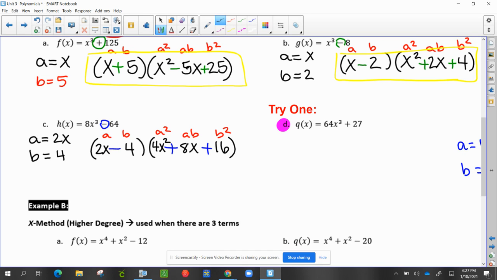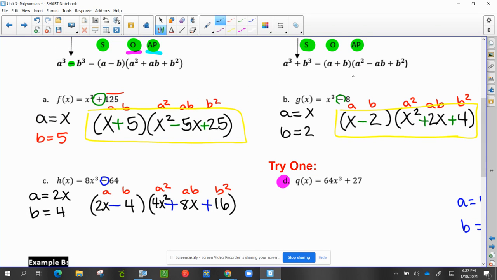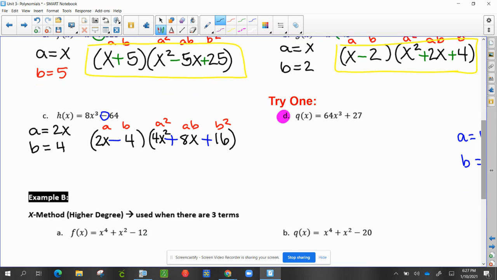Okay, so again, it's just putting the numbers in a pattern. So for D, you're going to do the same thing. Figure out what the A term is and the B term. So take the cube roots of each of those numbers. Go back to the top of the notes if you have to remember the pattern, but go ahead and put those in. So try D on your own and see what you get.